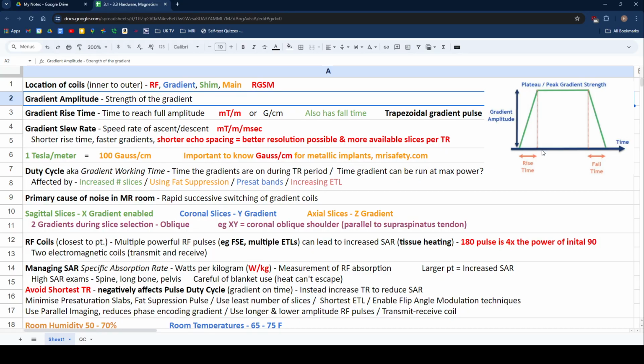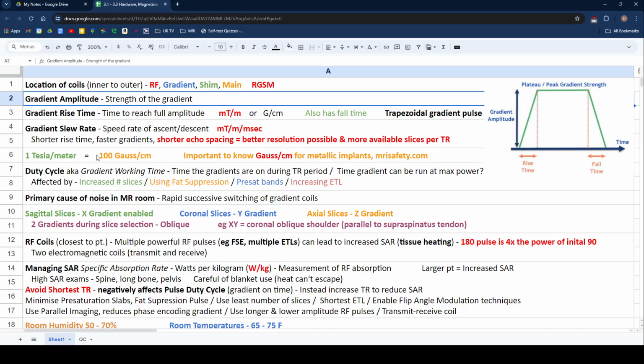There's a trapezoidal gradient pulse here: rise time, fall time, gradient amplitude, plateau or gradient peak strength. Gradient slew rate is the speed of ascent or descent, measured in millitesla per meter per millisecond. A shorter rise time, faster gradients, gives shorter echo spacing, allowing better resolution and more available slices per TR.